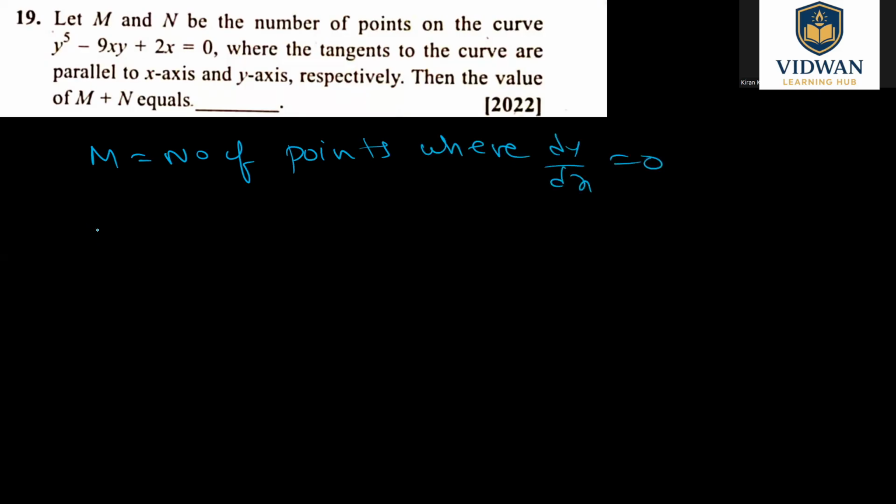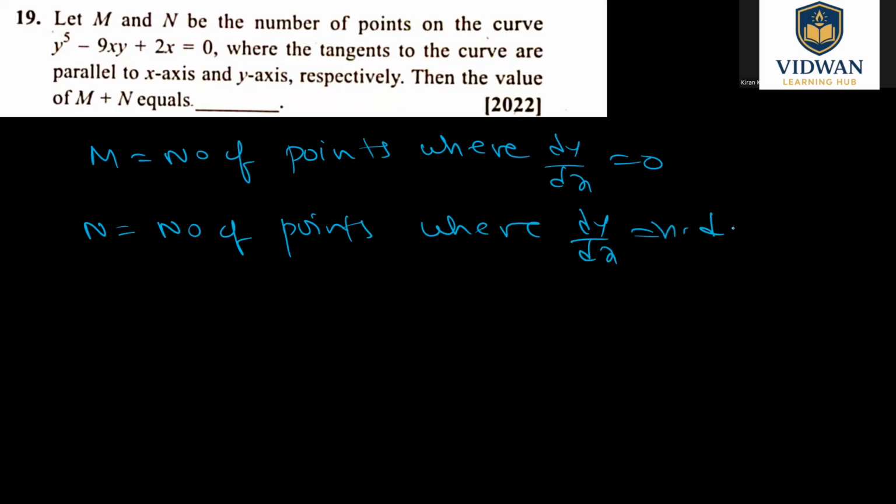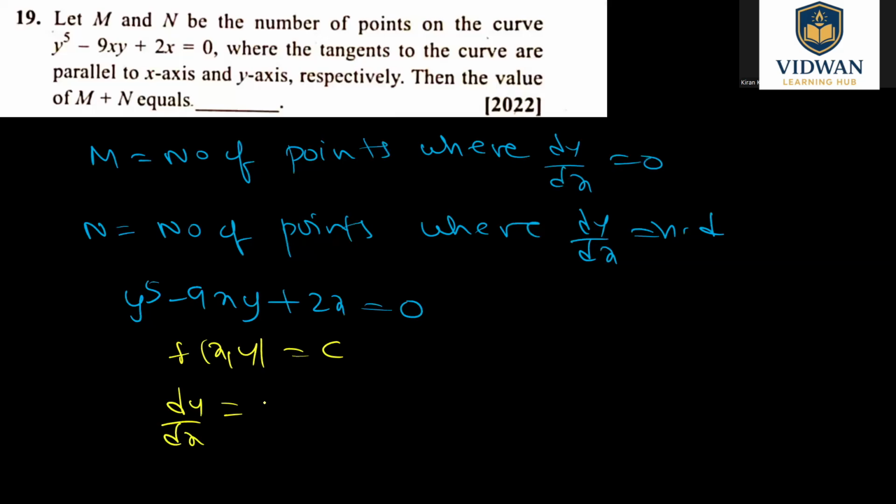And what is n? The number of points where the tangent is parallel to y-axis. So the number of points where dy by dx is not defined, because y-axis has a slope not defined. So what is m plus n? Just straight away you have to differentiate the curve, and for that we can use implicit differentiation. This is like a function f(x, y) equal to constant. Then the formula for dy by dx is minus of the partial derivative of f with respect to x, divided by the partial derivative of f with respect to y.